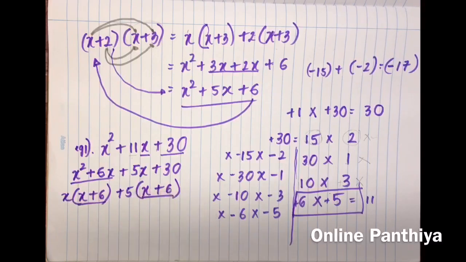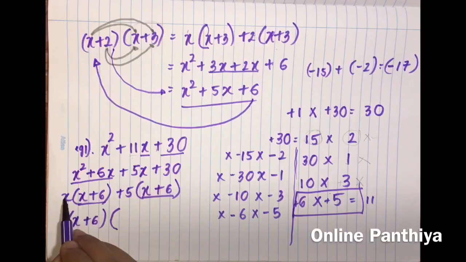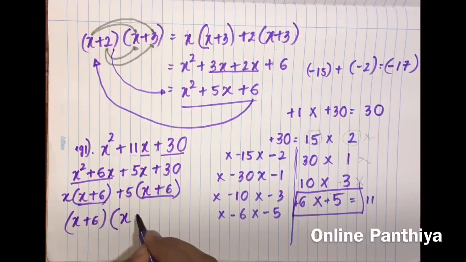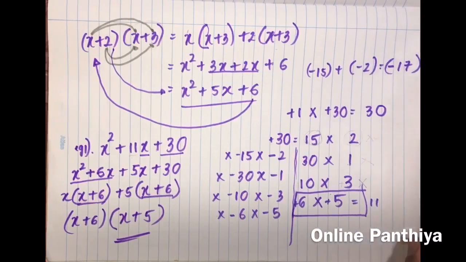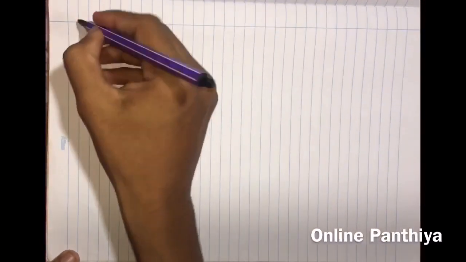Like the one we did earlier. X plus 6 is common, the one inside the bracket. So take x plus 6 out and open another bracket. And what are the terms left? x plus 5. This is the answer. This is the way of solving. Okay, let us move on to one more question.